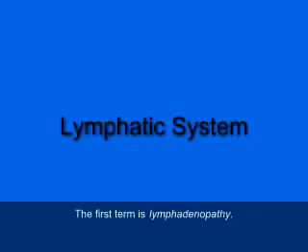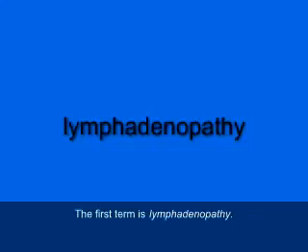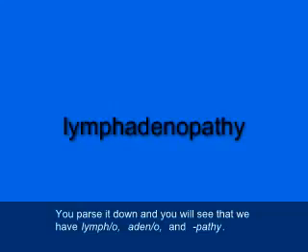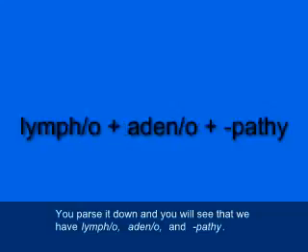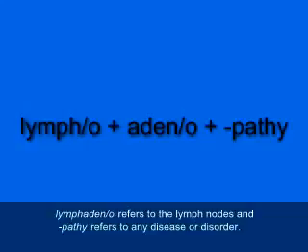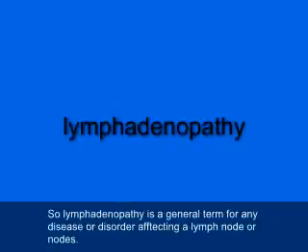The first term is lymphadenopathy. If you parse it down, you'll see that we have lympho, adeno, and pathy. Lymphadeno refers to the lymph nodes, and pathy refers to any disease or disorder. So lymphadenopathy is a general term for any disease or disorder affecting a lymph node or nodes.